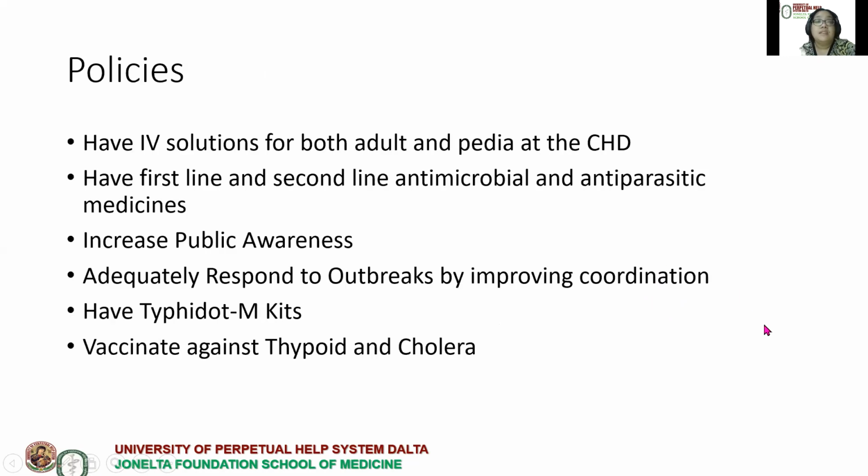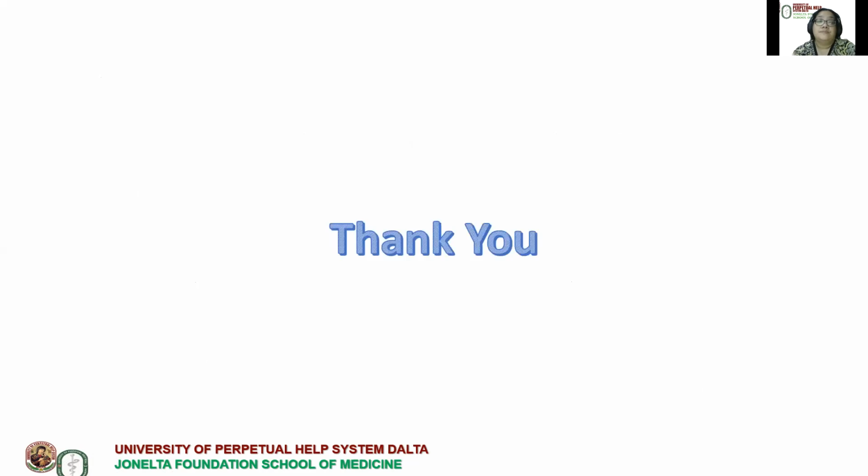So policies: have IV solutions for both adult and pediatrics at the City Health, have first line and second line antimicrobial and antiparasitic medicines, increase public awareness, adequately respond to outbreaks by improving coordination, have typhoid kits, and vaccinate against typhoid and cholera.